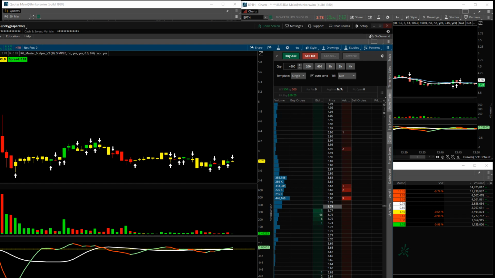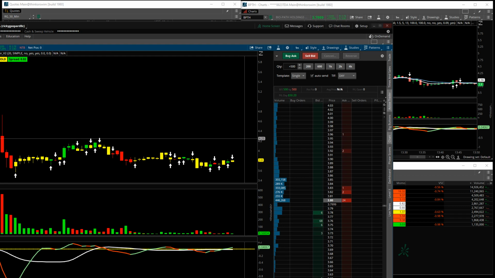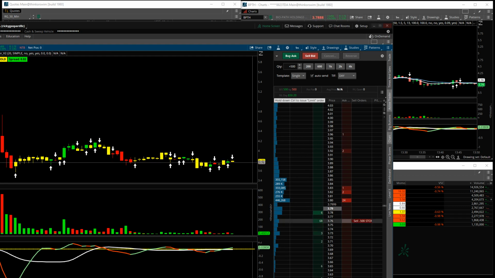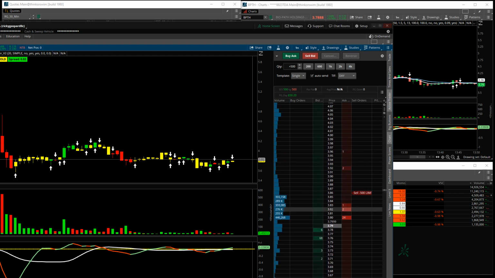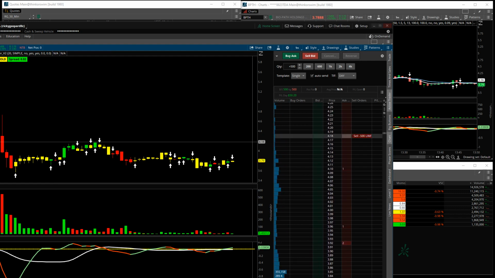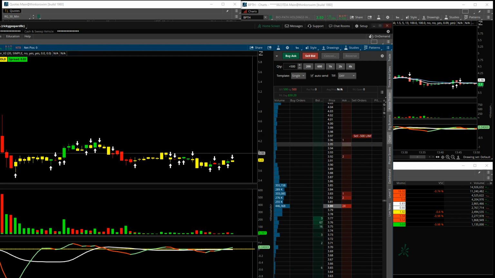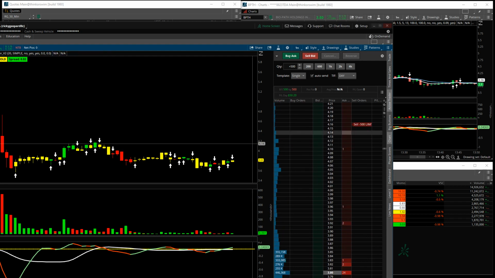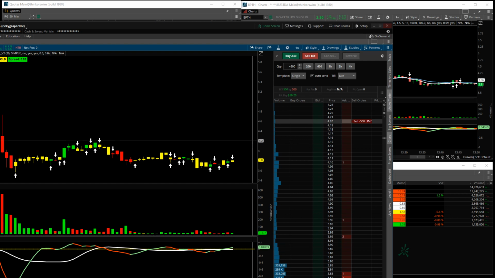So if you clicked here, but first you have to adjust how many shares you want to buy before you click here. And let's say you want to get out at 420, then you would come over here and set a price at 420 to get out. And make sure it's the same amount of shares that you got in with. And that's really basically all there is to it.